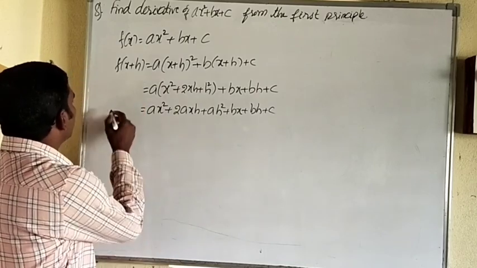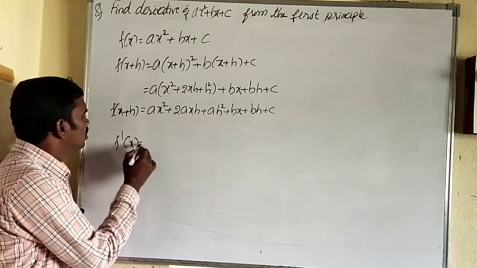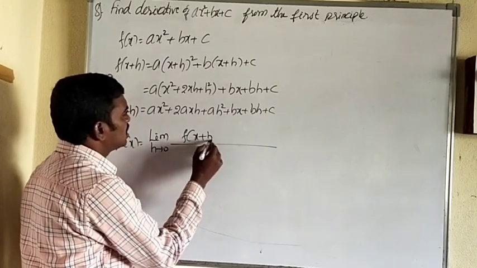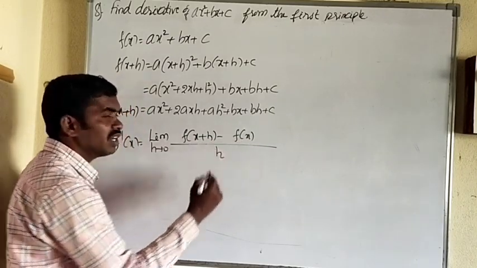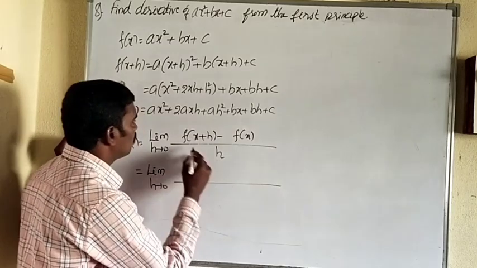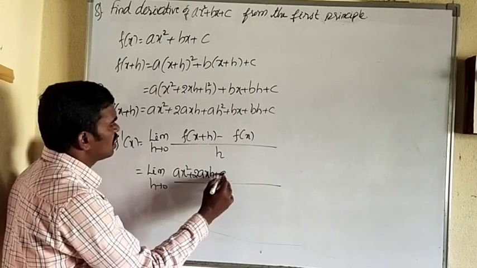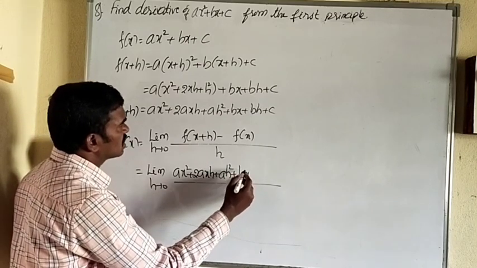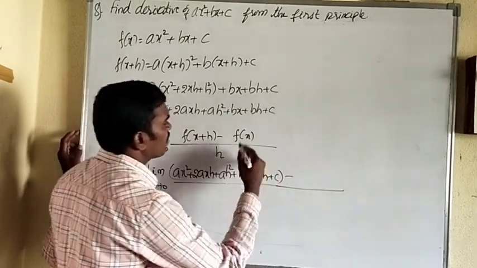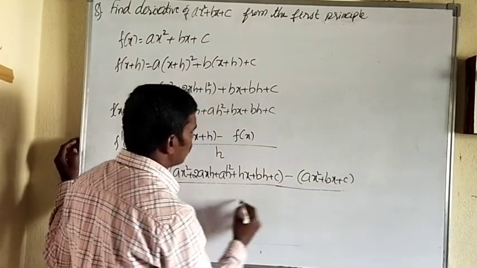Next, take the formula. What is the formula? Very good. f dash of x is equal to limit h tends to 0, f of x plus h minus f of x by h. Always you should repeat the formula. So this is the limit h tends to 0. What is f of x plus h? That is ax square plus 2axh plus ah square plus bx plus bh plus c, and minus f of x. What is f of x? ax square plus bx plus c, all by h.